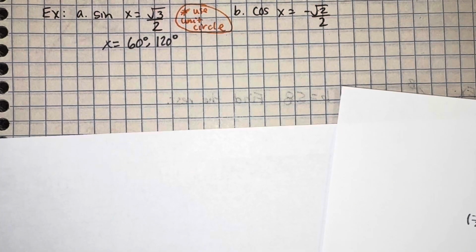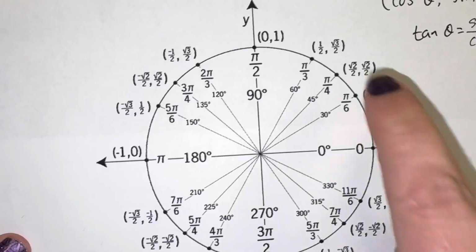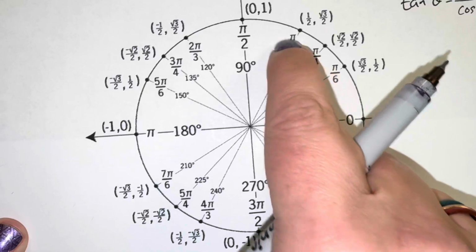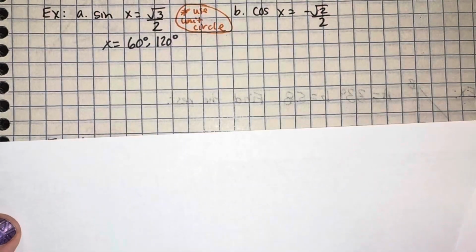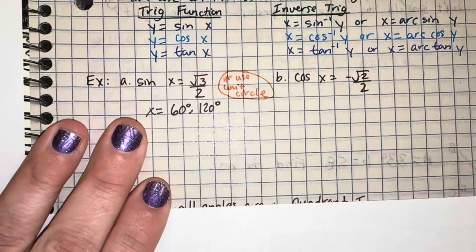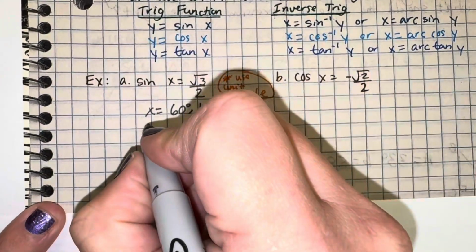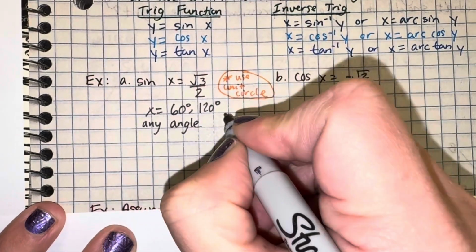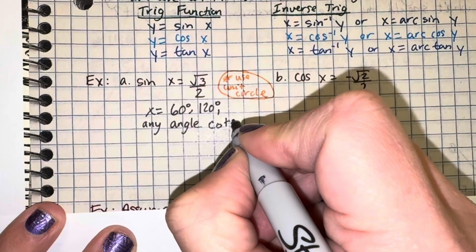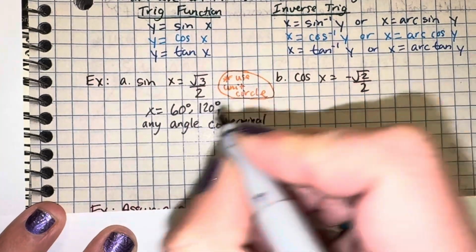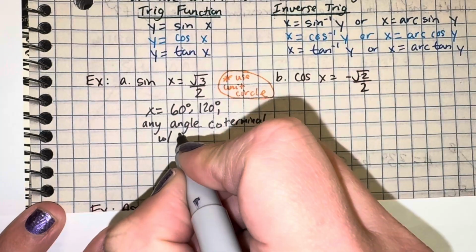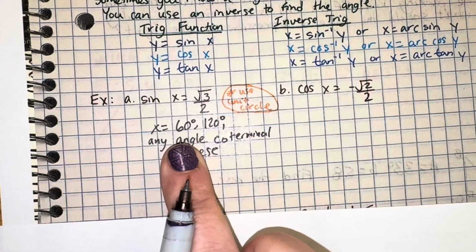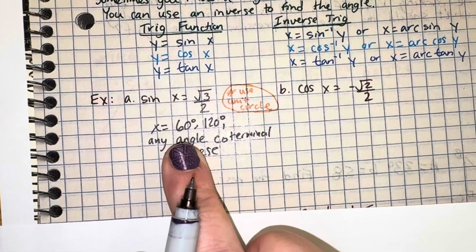Okay. And then potentially when we say that it's 60, it could also equal any angle that is 360 degrees after that, which means that it is coterminal. It has the same ending spot. So I'm going to add any angle coterminal with these. All right, so 60 works, but also 60 plus 360, which would be 420.